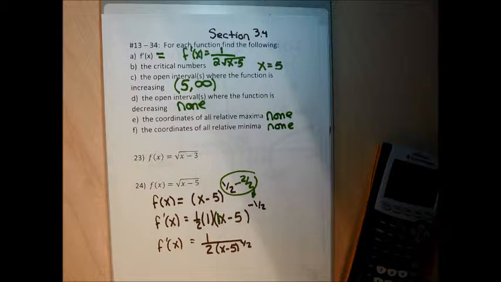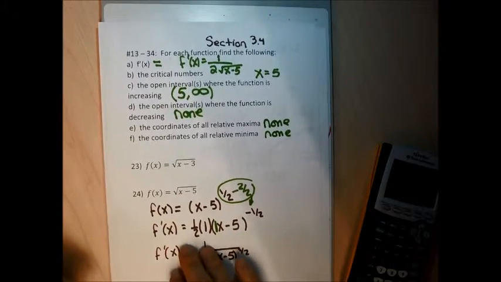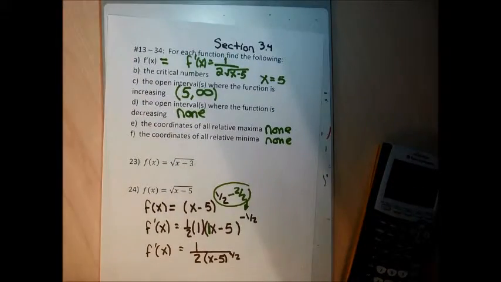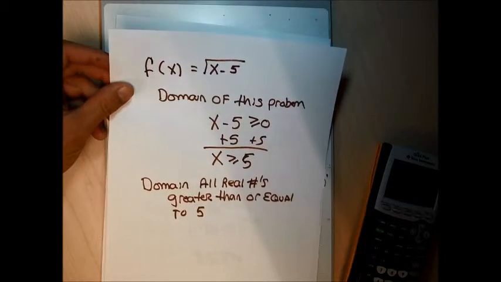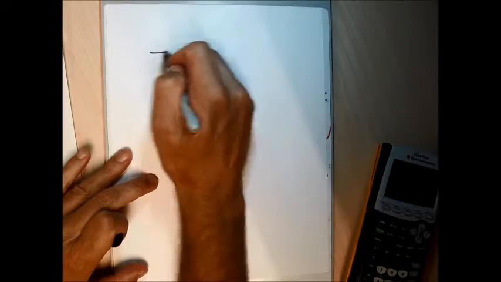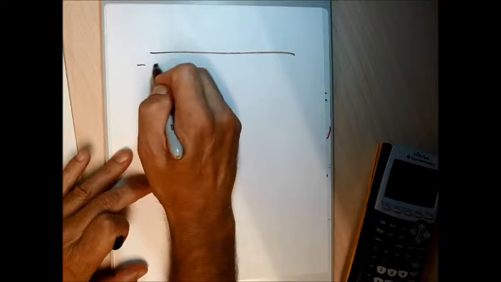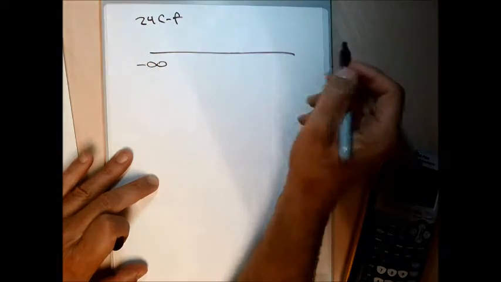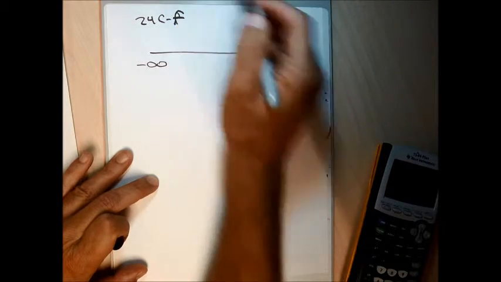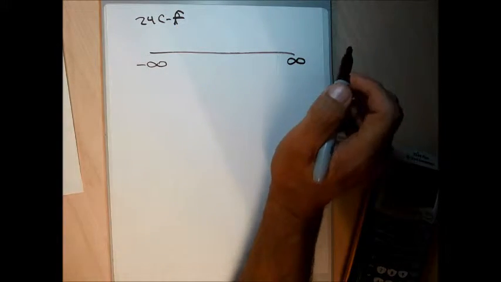Now let me do them by hand, and I'll pretend I didn't know about the domain. So if I was doing part C, D, E, and F by hand, and I didn't know that the domain of this was x greater than or equal to 5, I can still get the right answer. And how would I do that? To do C, D, E, and F without my calculator, on a number line, I would put negative infinity on the far left edge, so this is still part 24, C through F. Negative infinity on the far left edge of the number line, positive infinity on the far right edge.